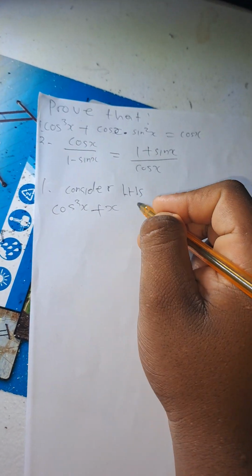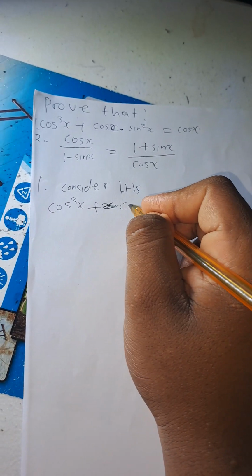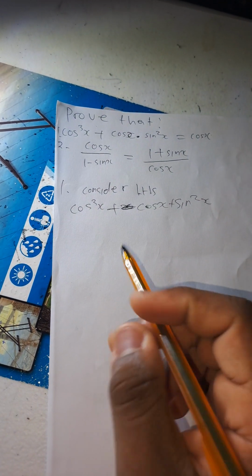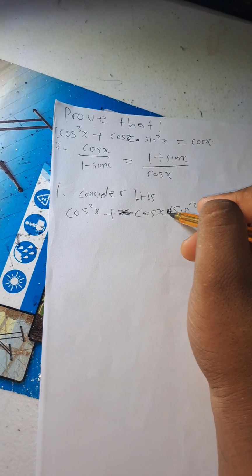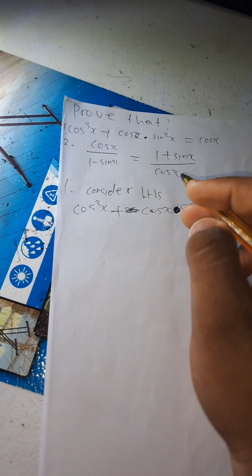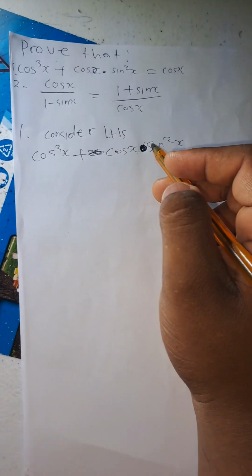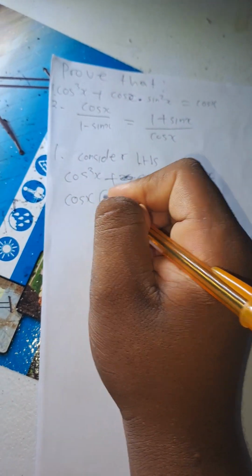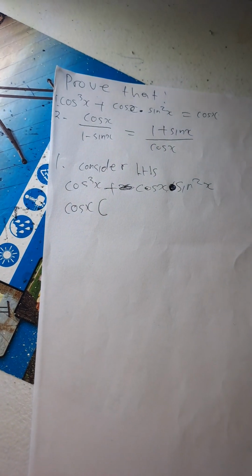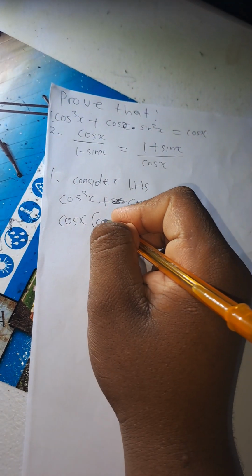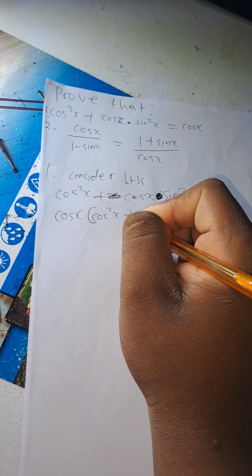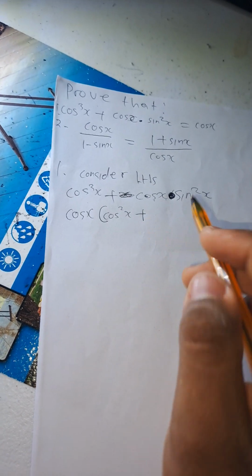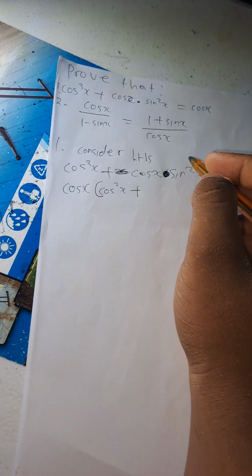Cos cubed x plus cos x sine squared x. This is easy, guys. I have cos x that is being multiplied to sine squared x. So if it is being multiplied, I have to check what's common. What's common? It is cos x. So I have to do this: cos x, I open my bracket, cos cubed x divided by cos x, I'm going to be left with what? Cos squared x, plus cos x over cos x, it's out. I'm not going to include it because it is being multiplied to sine squared x.